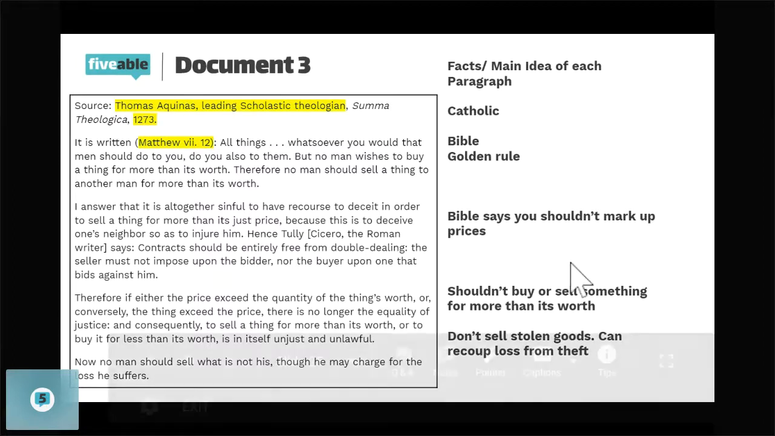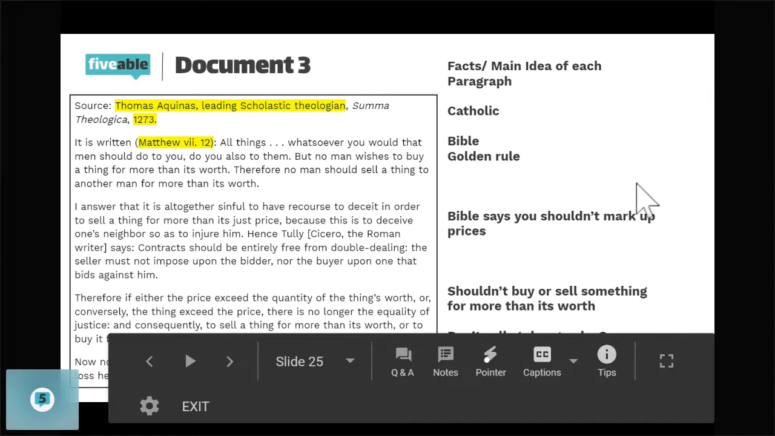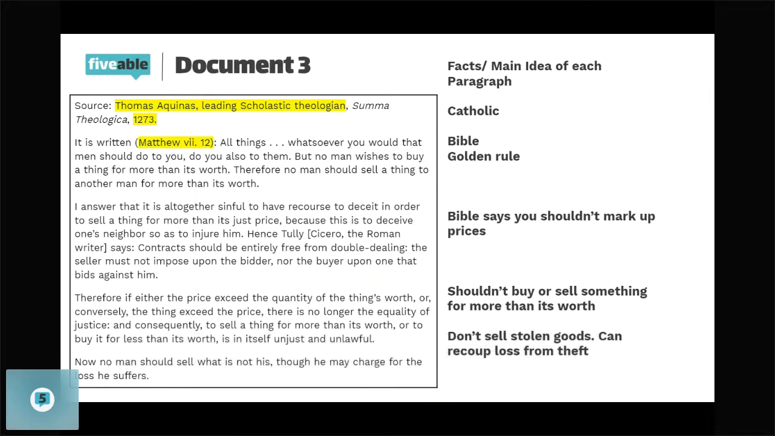Okay, so again, shouldn't buy or sell something for more than it's worth. And even, I think it's kind of getting at the buyer, right? Like you shouldn't try to get the price down. You shouldn't bargain too much. No man should sell what is not his, though he may charge for the loss he suffers. Okay, so don't sell stolen goods. You can recoup the loss from theft.